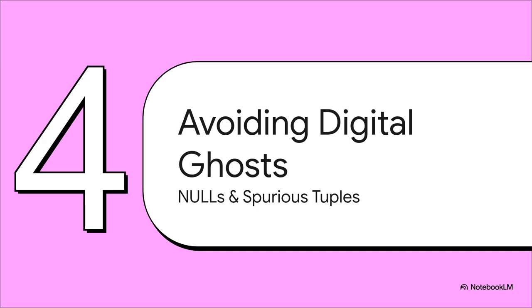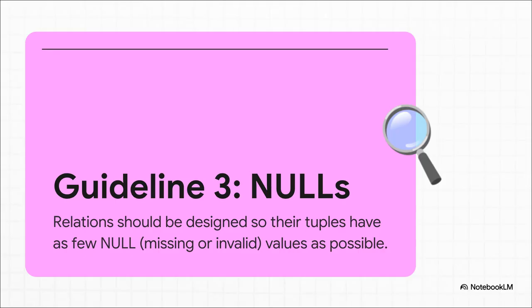All right, on to our last 2 guidelines. These are all about avoiding what you could call digital ghosts. These weird things that can haunt a badly designed database, like empty values and straight-up fake data. Guideline 3 is all about reducing null values. Now, a null isn't a 0 and it isn't an empty space. It's this special marker that just means information is missing. And when you have too many of them, your data gets really confusing and hard to work with.